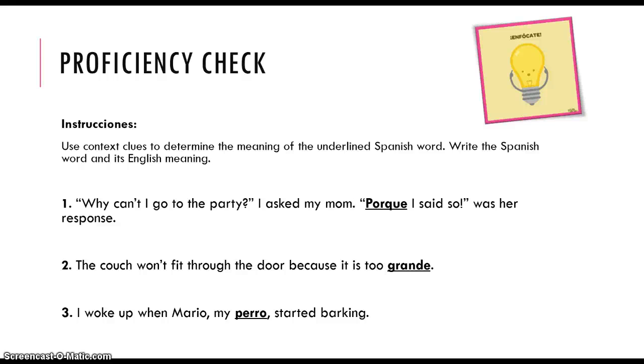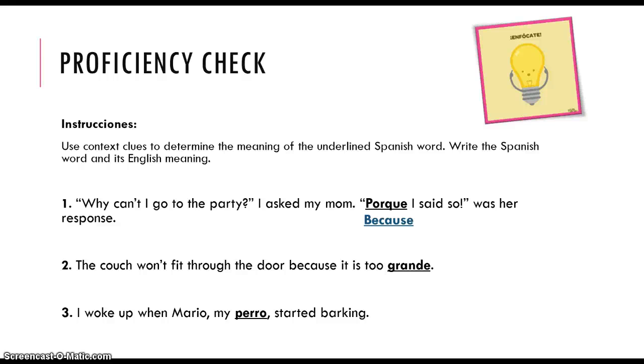So, number 1. Why can't I go to the party? I asked my mom. Porque I said so, was her response. Okay, so the target word here is porque. So I'll give you a second to see if you can figure out what that is. Okay, porque. Because. Because I said so is the mom's response.